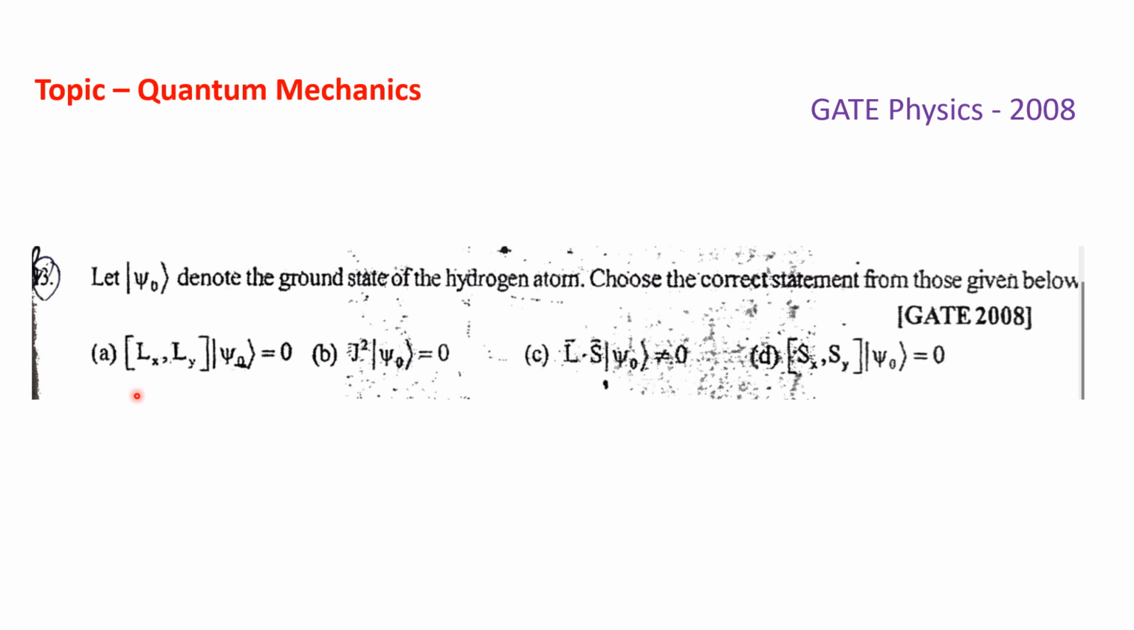So the first option is the commutation of Lx and Ly operating on the phi naught state will be 0. Option B, J square operating on phi naught state will be 0. Option C, L dot S operator operating on the phi naught state will be not equal to 0. And the last option, option D, the commutation of Sx and Sy operating on phi naught state will be 0. So let us see which option is correct.